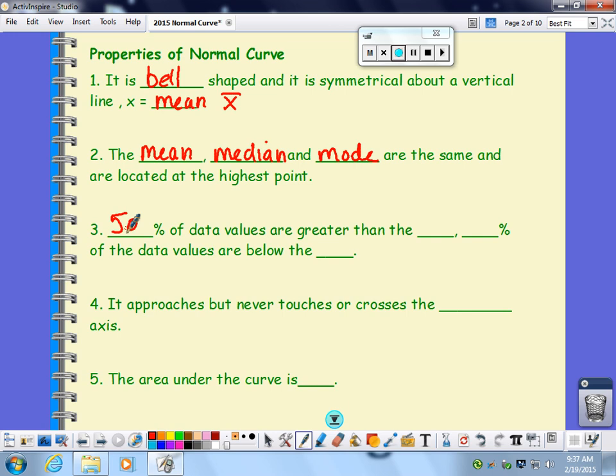50% of the data values are greater than the mean, and 50% of the data values are below the mean. It approaches but never crosses or touches the x-axis. So that's an asymptote. The area under the curve is always 1. It's called a density curve. If you take AP Stat, we'll talk a lot more about that.